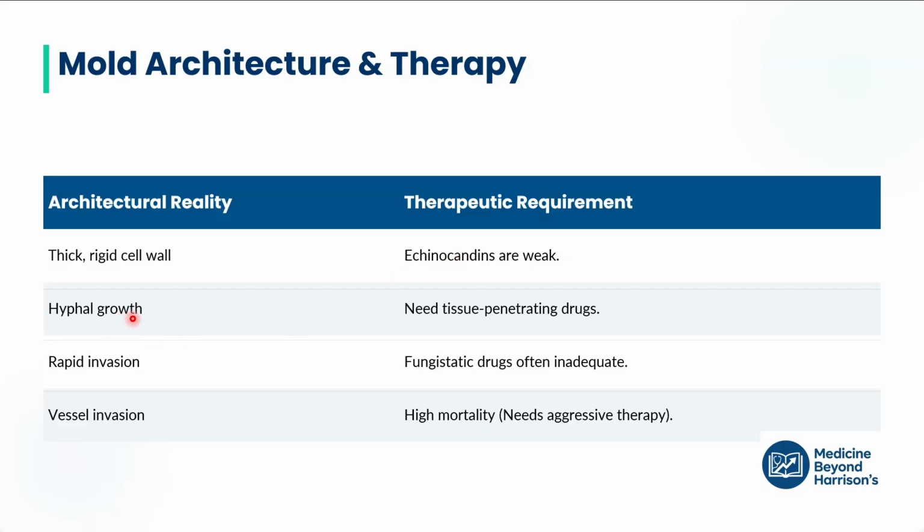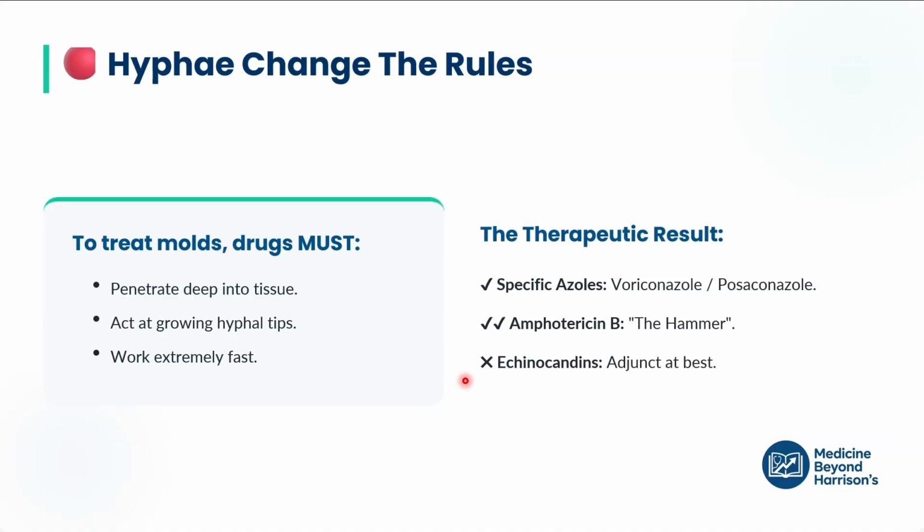Hyphal growth is a longitudinal enlargement with rapid invasion. So fungistatic drugs are not adequate. You need a fungicidal drug. Vessel invasion is there, so it leads to a high mortality risk, and hence it needs aggressive therapy. So these features actually change the rules.